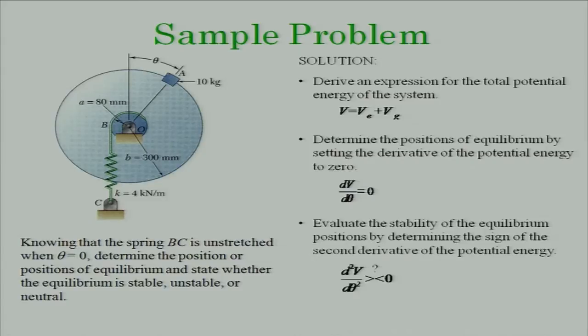So let us write down the potential energy. The potential energy now has two components. One is the potential energy of the spring, the other is the potential energy of this mass coming from gravity. So Ve is for spring elastic, Vg is for gravity for this top mass. Equilibrium will come when dV by d theta equals 0. That will give us some values of theta where the system is in equilibrium. Then for those values of theta, what is the value of d2V by d theta square? Is it greater than 0 or less than 0?